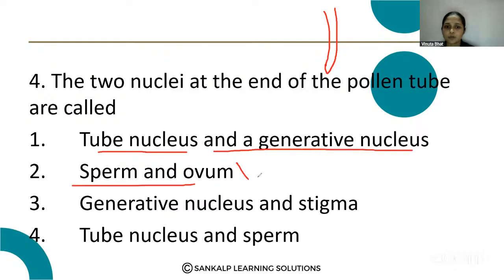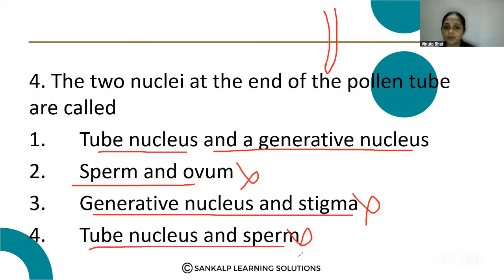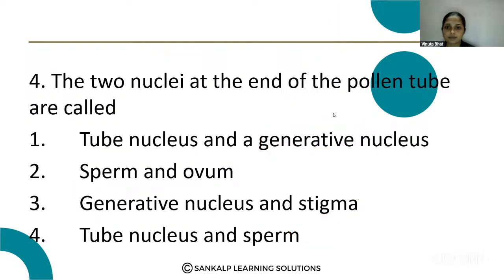Sperm and ovum? No, that is not the correct answer. Generative nucleus and the stigma? No, that is wrong. Tube nucleus and the sperm? That is also wrong. Here, the tube nucleus and the generative nucleus. So the two nuclei are called the tube nucleus and the generative nucleus.